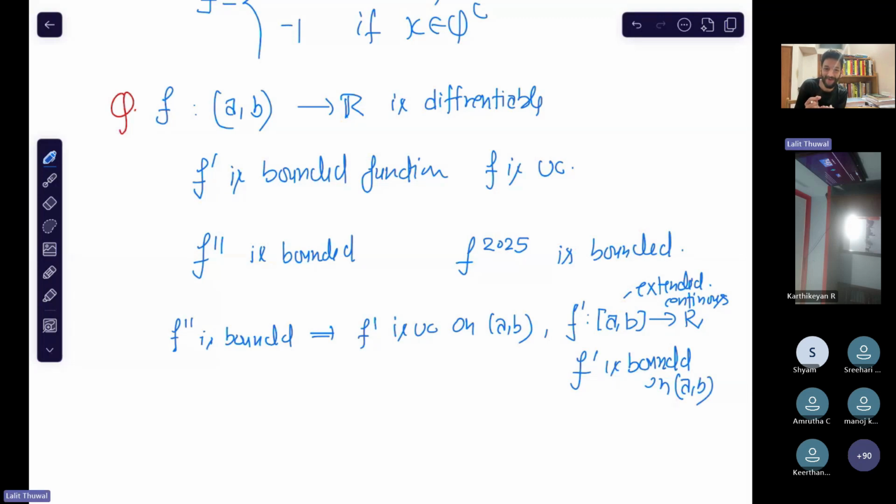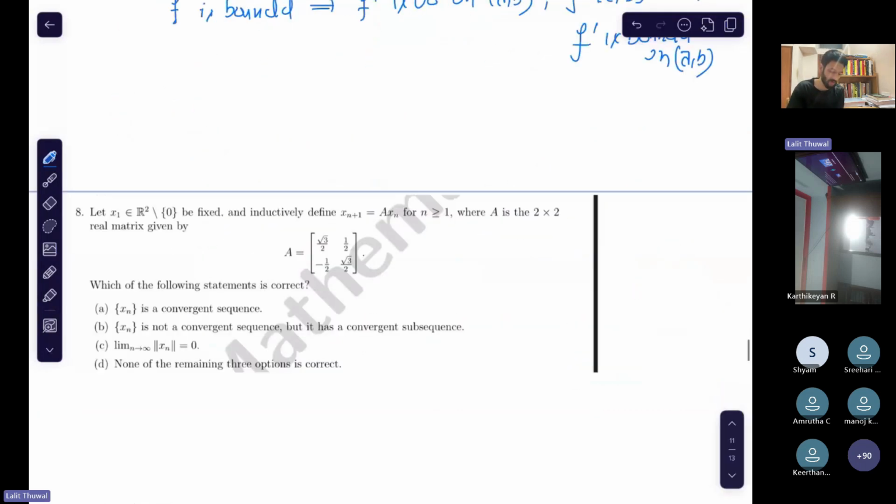And you know that if f dash is bounded, then f is uniformly continuous. So in this way, now you have to think: suppose any derivative of the function is given to be bounded, can you say that f would be uniformly continuous? This is your homework, do it. Okay, so let's move to another question.